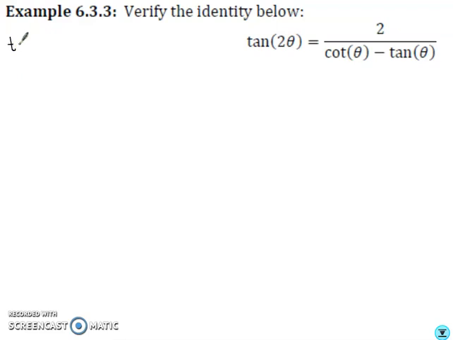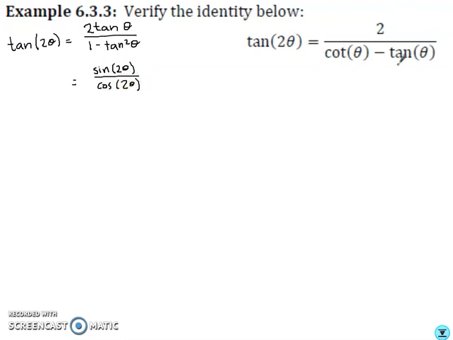Now I know for tangent of 2 theta I have a couple of options. My first option is that it is equal to 2 times the tangent of theta over 1 minus tangent squared of theta. Or I have the option sine of 2 theta over cosine of 2 theta.